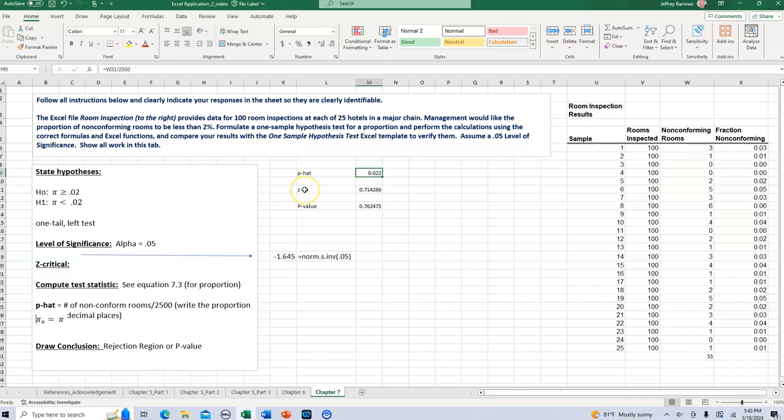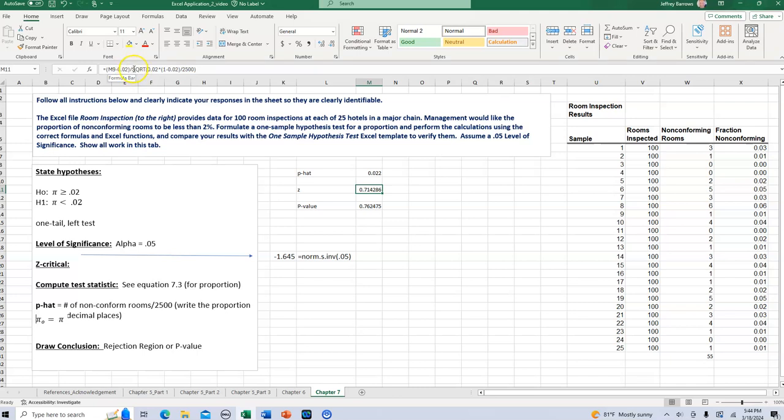So if I go here to this z calculation that you see in equation 7.3 on page 257, let me just show you what is up here in this window. So I have M9, which again is p hat minus the assumed proportion, which is 0.02. And that corresponds exactly to what you see in the numerator of equation 7.3 on page 257.